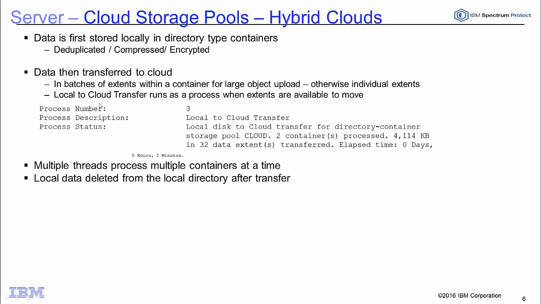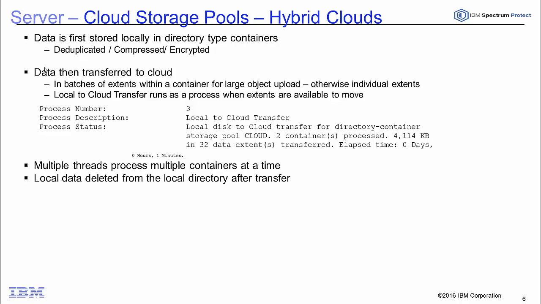A couple more things on hybrid clouds: when we write to a hybrid cloud, the data is going to be first stored locally in those directory type containers. And when we store it there, it's already deduplicated. If you're using compression, it'll already be compressed. And if you are using server-side encryption, it'll also already be encrypted.